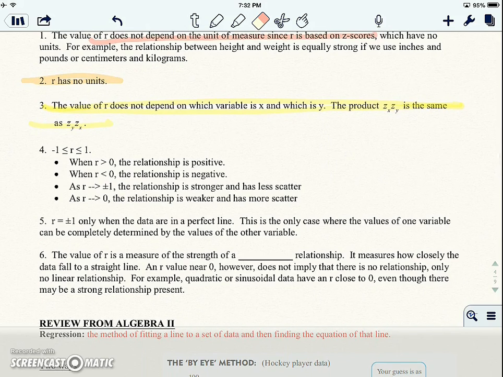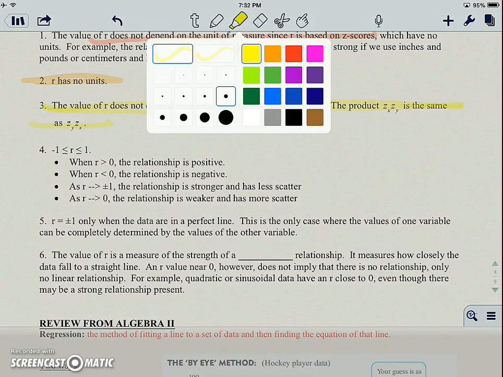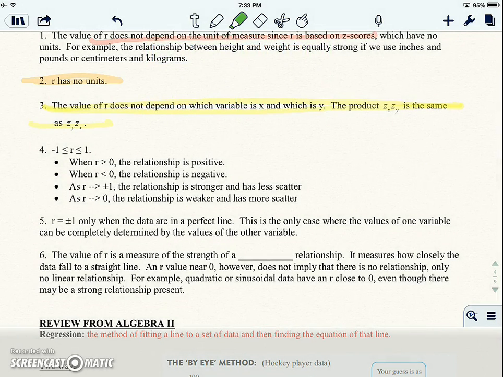Then, point number 4. r is between -1 and 1. When r is greater than 0, the relationship is positive. When r is less than 0, it's negative. The closer r gets to positive or negative 1, the stronger the relationship is and the less scatter it has. And the closer it gets to 0, the weaker the relationship is and the more scatter it has.